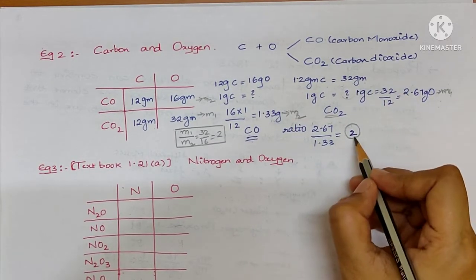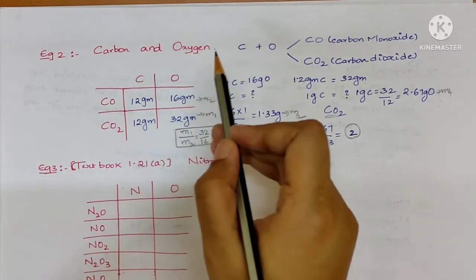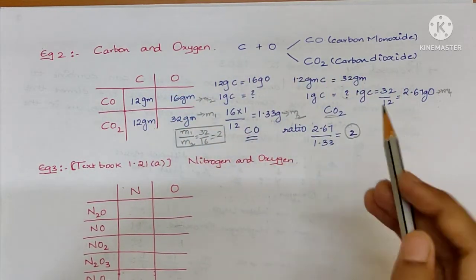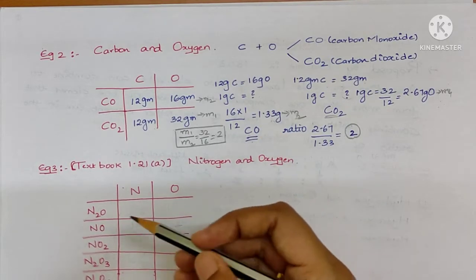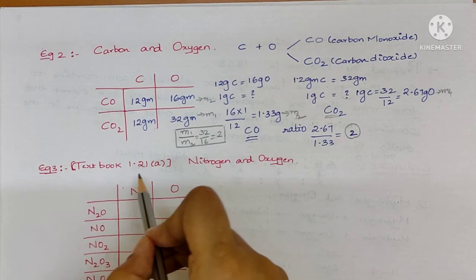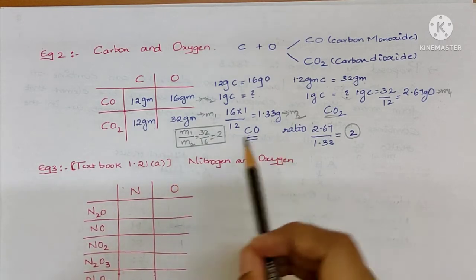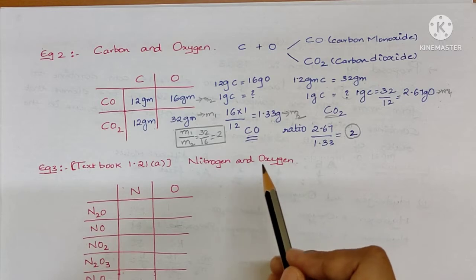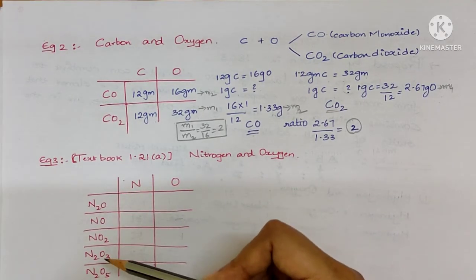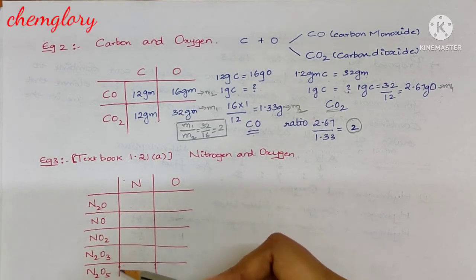We got 2 as a whole number. From this, we have to understand that carbon and oxygen combination follows the law of multiple proportions. Next example. Students, you can see this example in the NCERT textbook as 1.21a, that is nitrogen and oxygen combination. Here, nitrogen and oxygen combine to form more than one compound, that is N2O, NO, NO2, N2O3, N2O5.